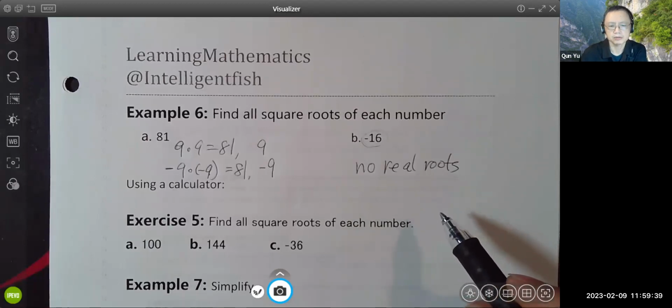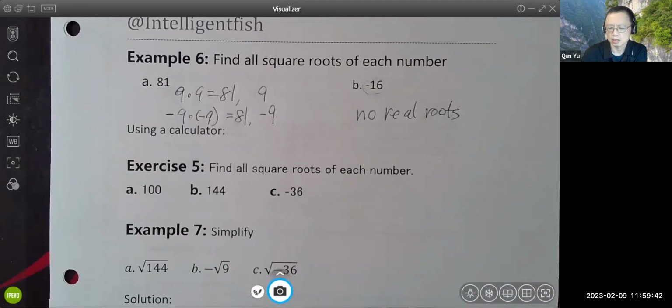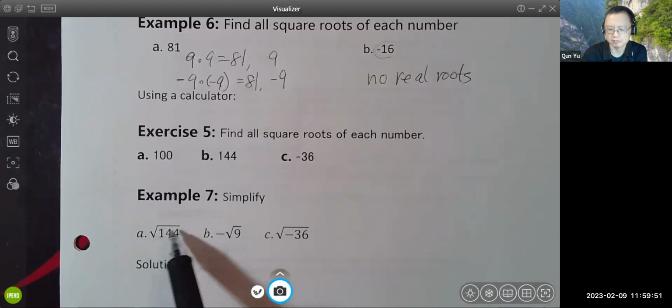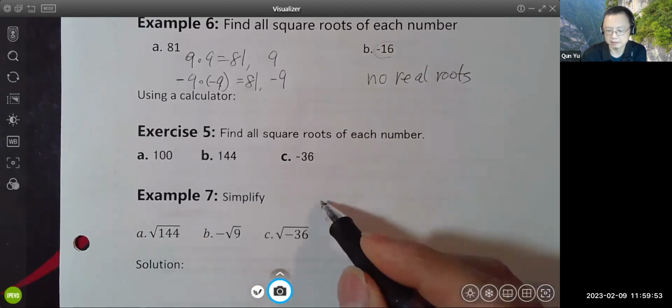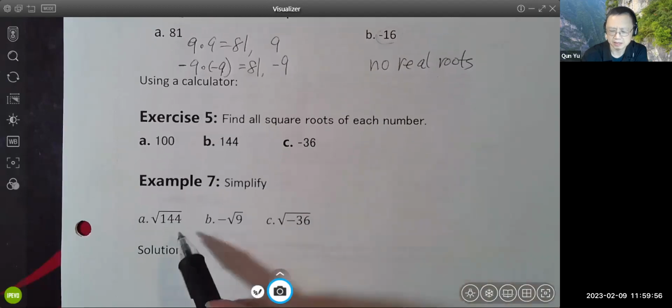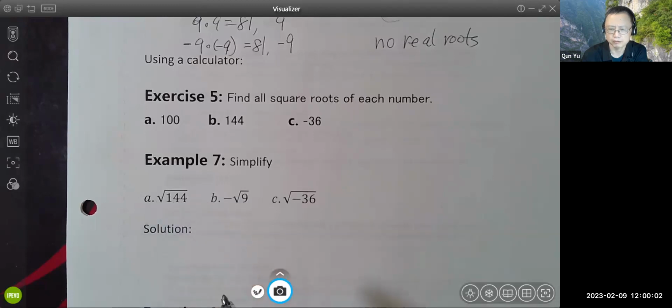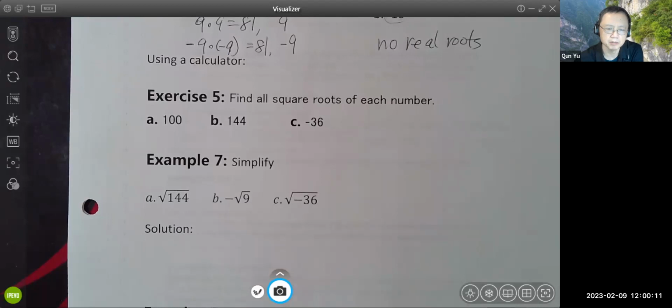Okay. Now, actually, there is a symbol to indicate we need to perform the square root operation. And that symbol looks like this. So for example, let's do this example 7. This one says, find the square root of 144. And we know 144 is a positive number. We are going to have 2 roots. If you know which number multiplied by itself gives 144, you can write the answer directly. Otherwise, you can always use a calculator to do that.